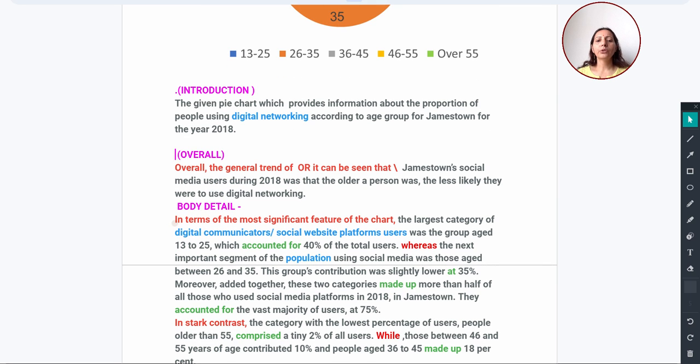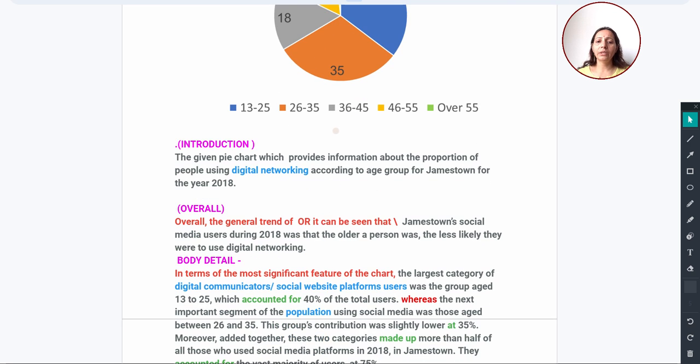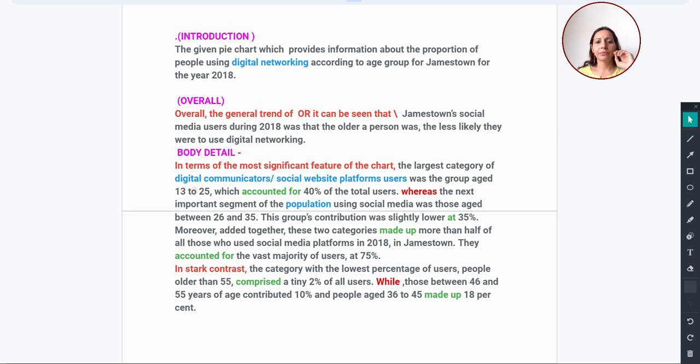No issue. So in the body detail paragraph, you need to highlight, you need to tell or compare, like you can compare majority and minority, and these two are almost same, like an 8% gap is there. You need to tell each and every group here. So in terms of the most significant feature of the chart, it means when you are starting your body detail paragraph, you need to write first the important highlight of the chart or graph.